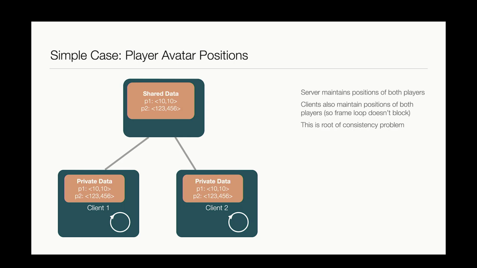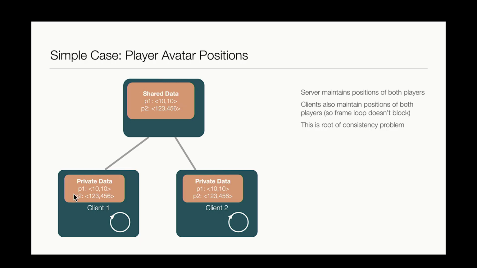So a simple little example here. The server is maintaining the true positions of player one and player two. So I guess player one's at 10,10, player two's at 123,456. The players are the individual clients. They also hold their own local copy of the world state, or whatever state they need to actually render the world. So they also hold a version of player one's position and a version of player two's position.